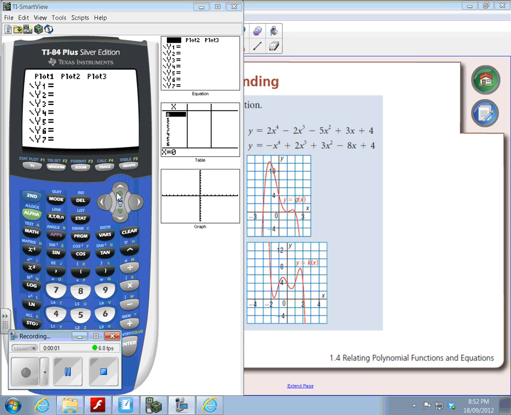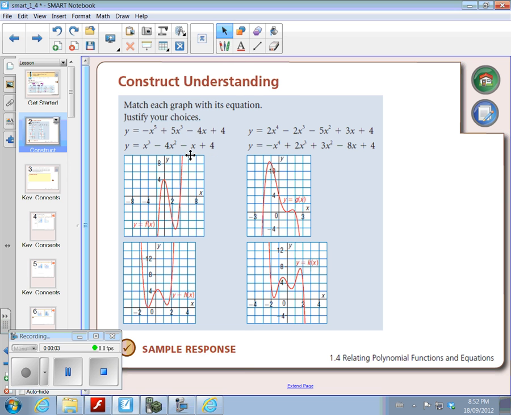Okay, for this question here, we're looking at the construct the understanding, matching the graph with the correct equation. This has a lot to do with the math lab that you worked with yesterday, specifically that chart that you worked with, where you talked about valleys and hills. I'm going to talk a little bit about that now. So without a graphing calculator, we have 4 graphs to pick from.